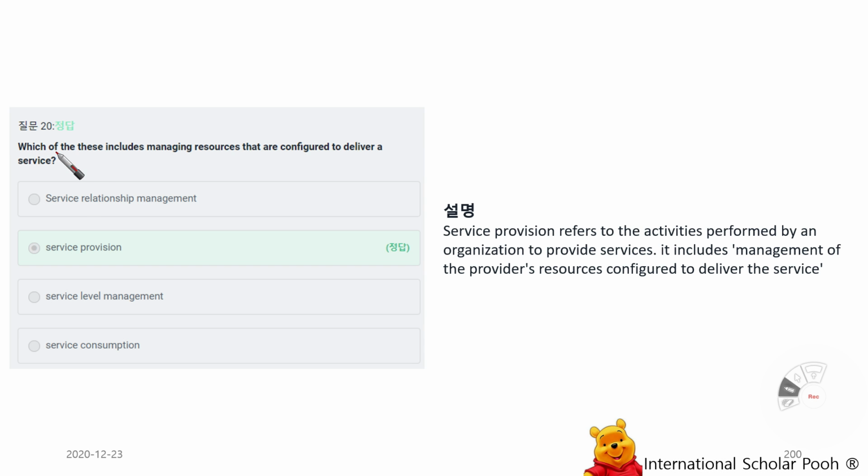Which of these includes managing resources that are configured to deliver service? Service provision. Service provision refers to the activities performed by an organization to provide services. It includes management of the provider's resources configured to deliver the service.